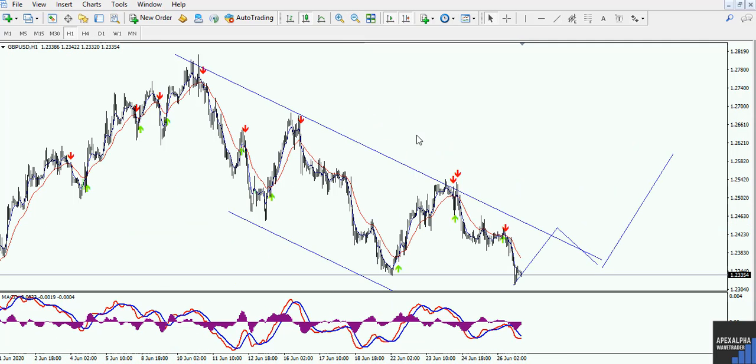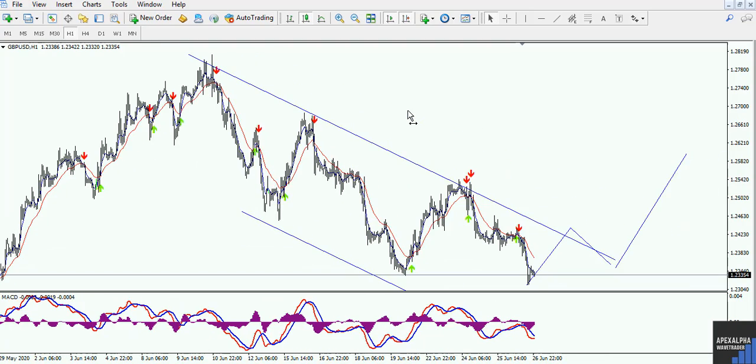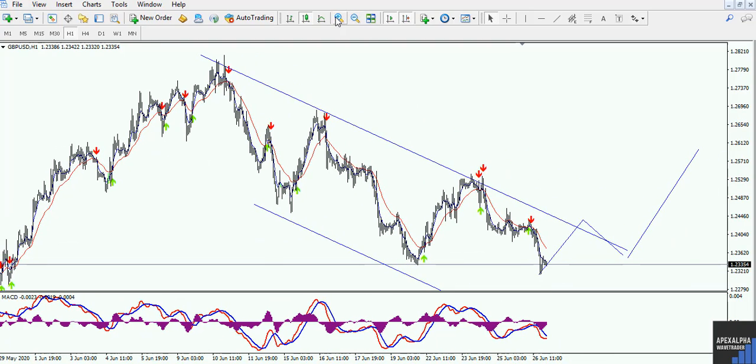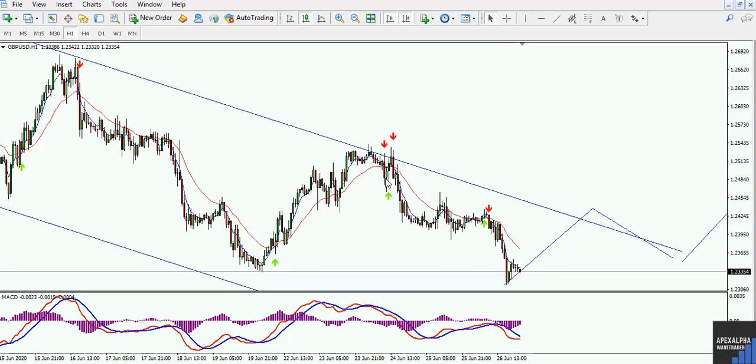I'm going to the 1-hour time frame to have a better look. What we're waiting for here, I think I can count waves: wave 1, wave 2, wave 3, this is wave 4, wave 5. So we are waiting for a correction here.